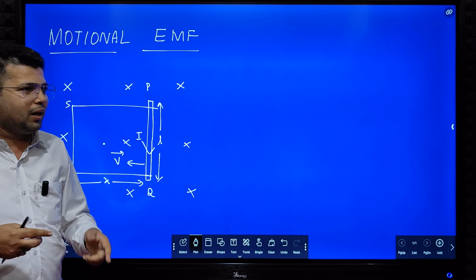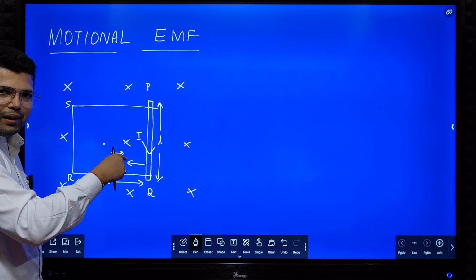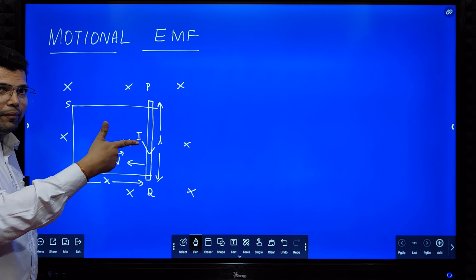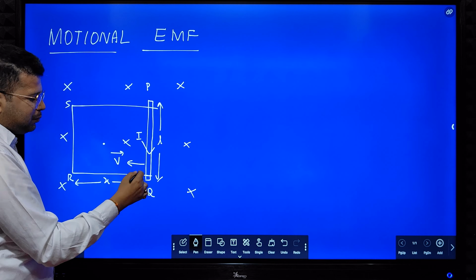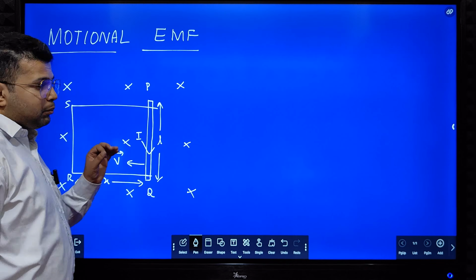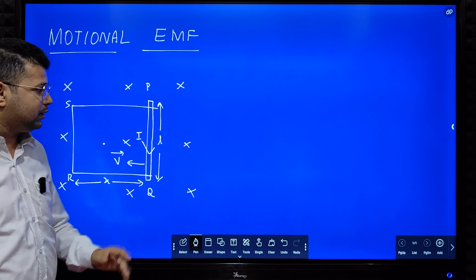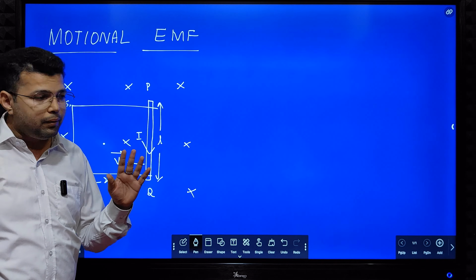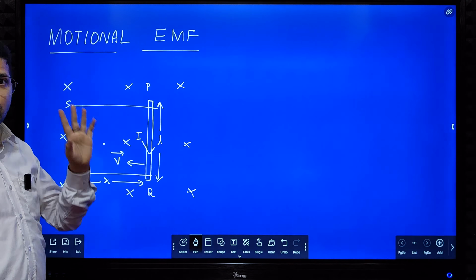Some EMF is developed. Now why have we kept this conducting frame? If we keep the conducting frame, because of that EMF, current will flow. That can be explained by Fleming's right hand rule, or naturally, current will go from positive to negative potential. But the most important thing here is that this conducting frame is not important, and the direction of current is not important. What is important is that when a conductor moves perpendicular to the magnetic field, some EMF is induced in the conductor. That EMF we call motional EMF.